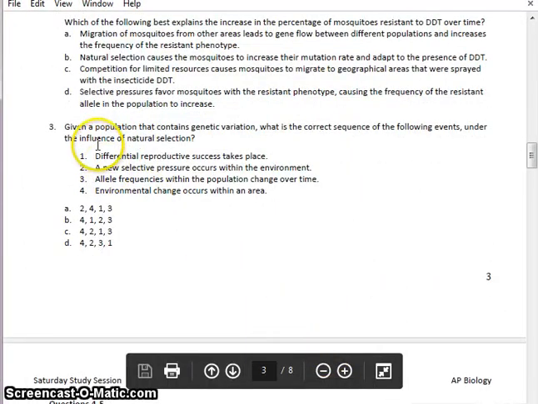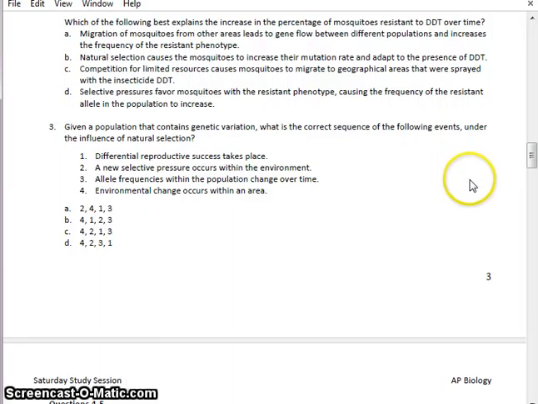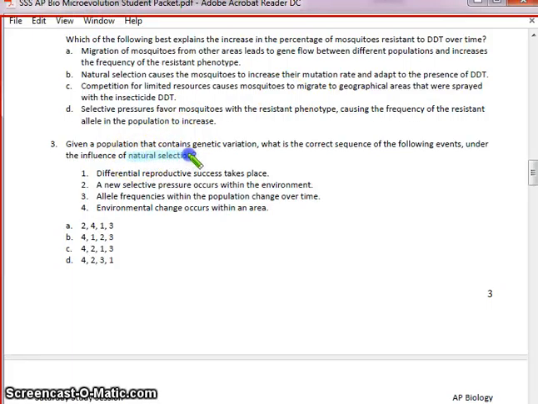We're going to look at question number 3 here. Given a population that contains genetic variation, what is the correct sequence of the following events under the influence of natural selection? The key word here is natural selection, and it's an ordering question. We've got to figure out the order of these. So what generally happens first in all of these? I hope you had a chance to read through these. But usually we're looking at some type of environmental change. So I'm going to say that's probably going to be our first one on here.